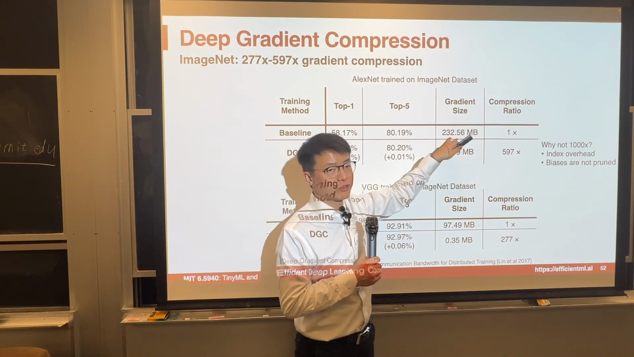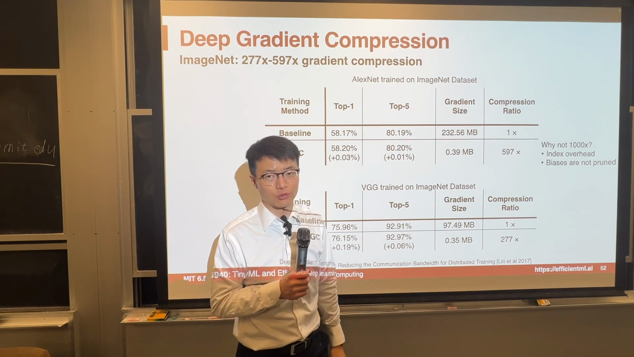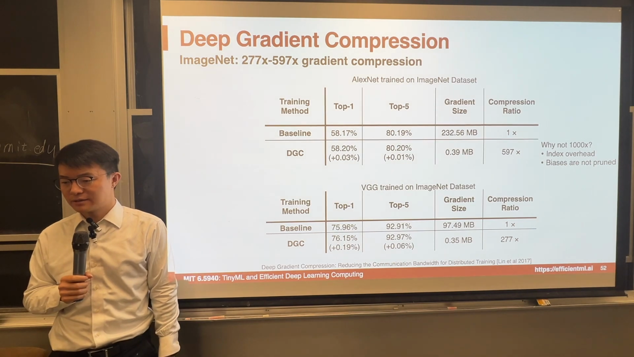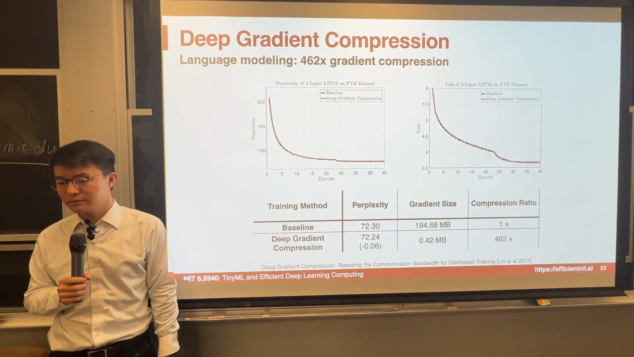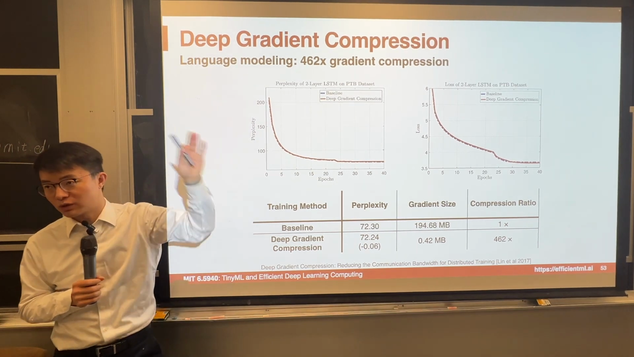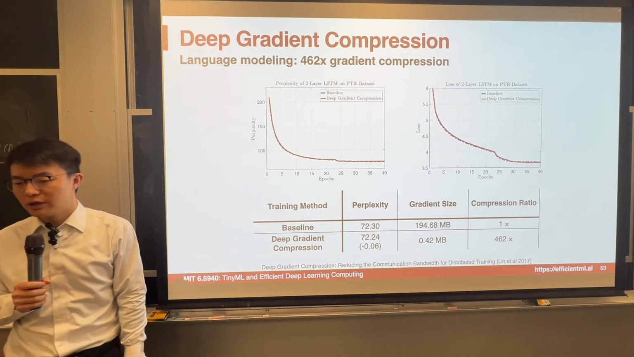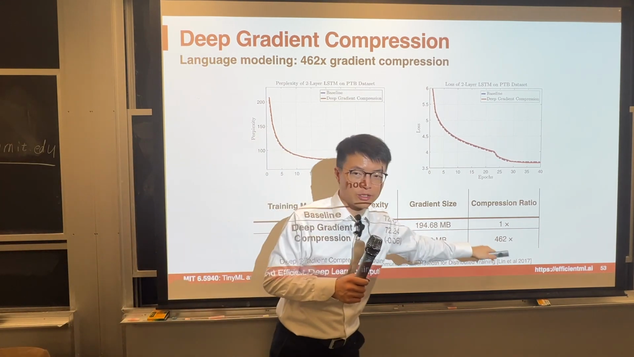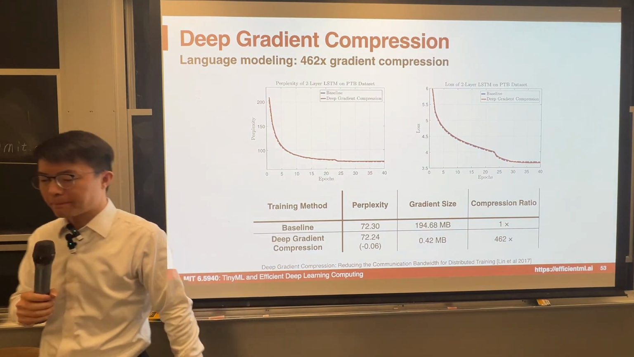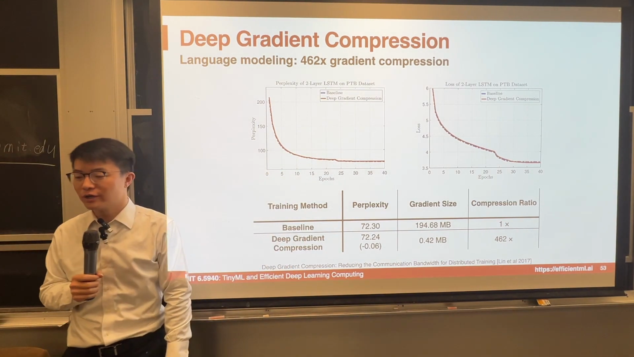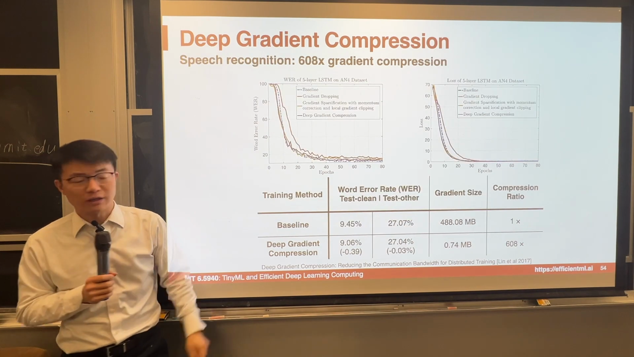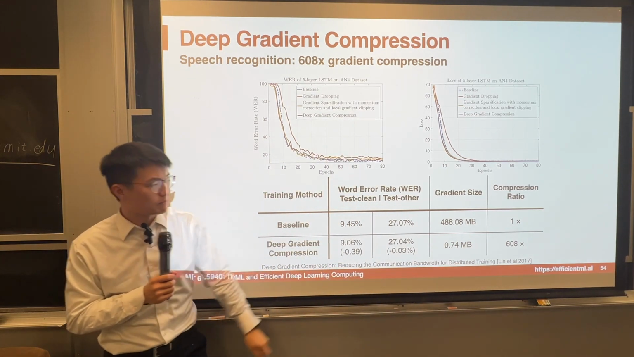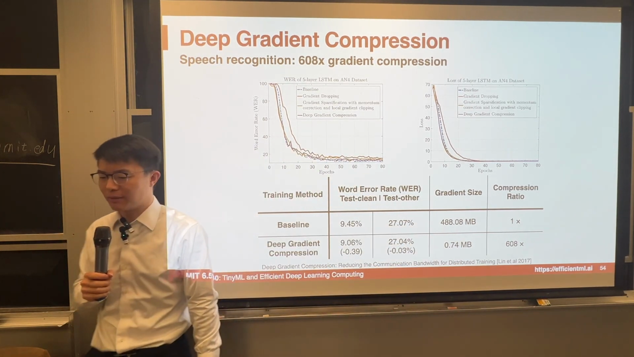And the gradient size, previously you had to send more than 200 megabytes of gradient. Now it's about 0.39 megabytes. So this is another task. We just want to verify it on as many tasks as possible. This is for language modeling. We can reduce the bandwidth by 462 times. You can see the learning curve matches pretty well. And this is for speech recognition. We can reduce the bandwidth by about 600 times, from 400 megabytes to less than 1 megabyte.